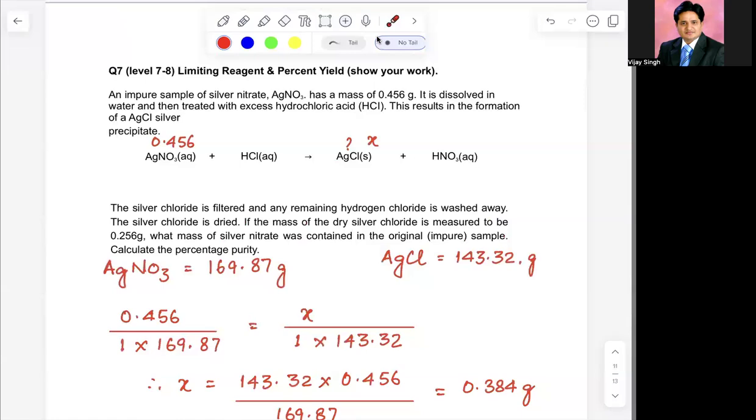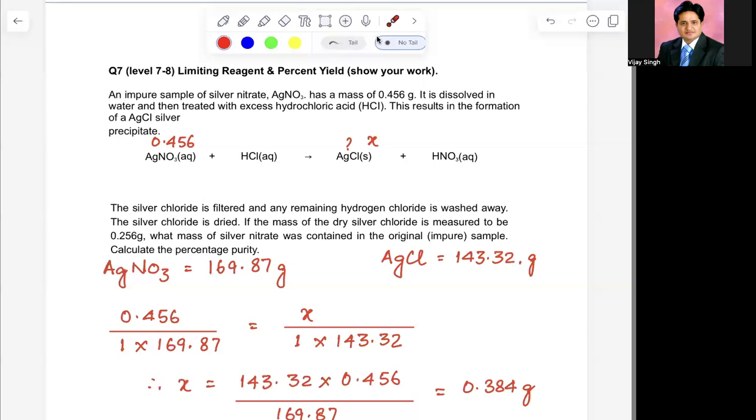Now let's look at limiting reactant or limiting reagent and percentage yield again, level 7-8. So you have a question where an impure sample of silver nitrate has a mass of 0.456. It is dissolved in water and then treated with excess hydrochloric acid. This results in the formation of AgCl, silver chloride. The silver chloride is filtered and any remaining hydrogen chloride is washed away. The silver chloride is dried.